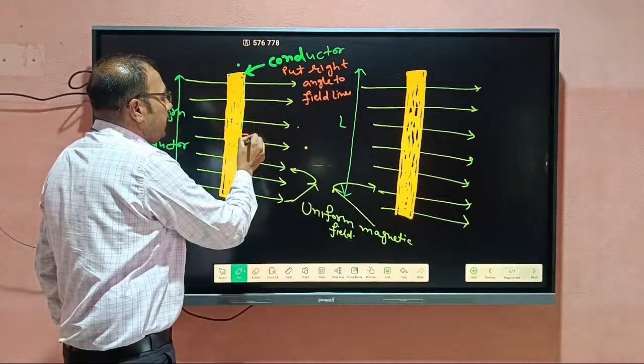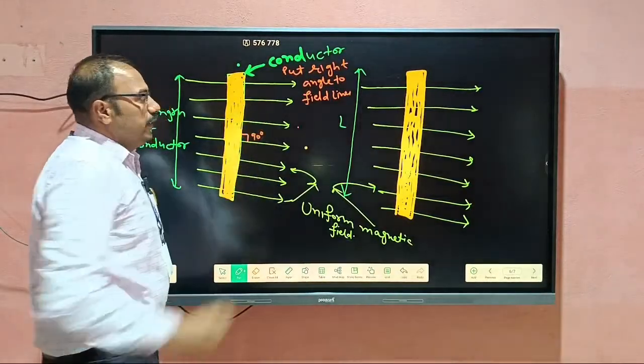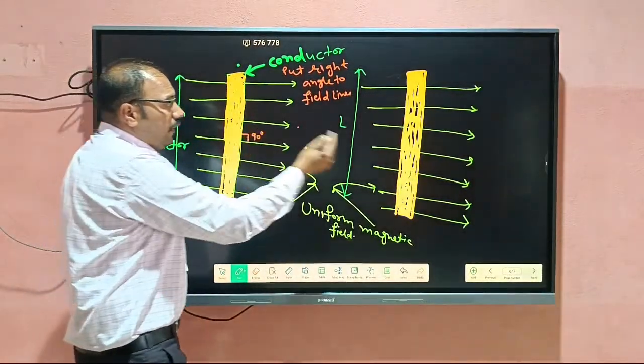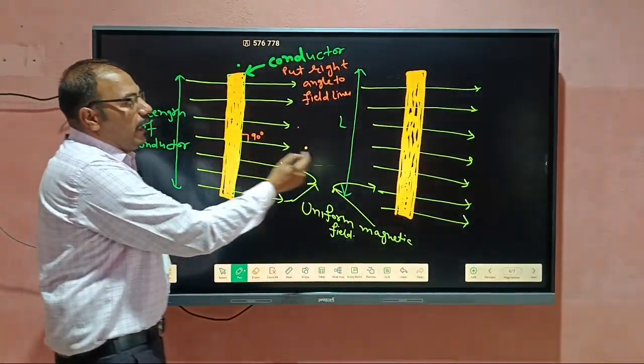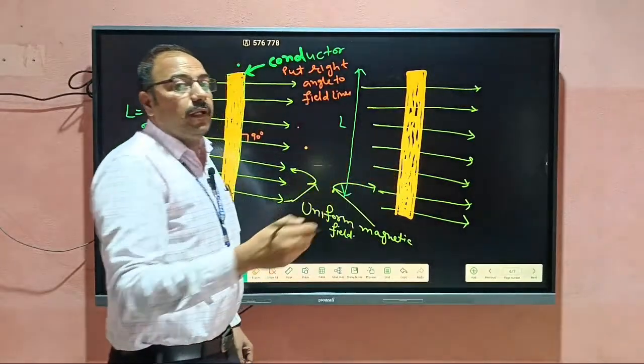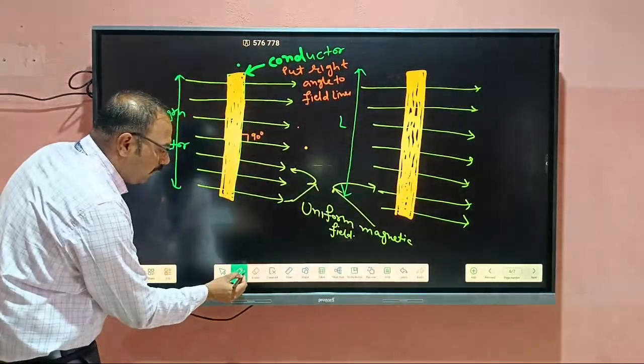So here what is the angle? 90 degrees. Here also 90 degrees. Now we take another case: here it is 90 degrees and here we put it parallel, at 0 degrees. How do we put it parallel at 0 degrees?